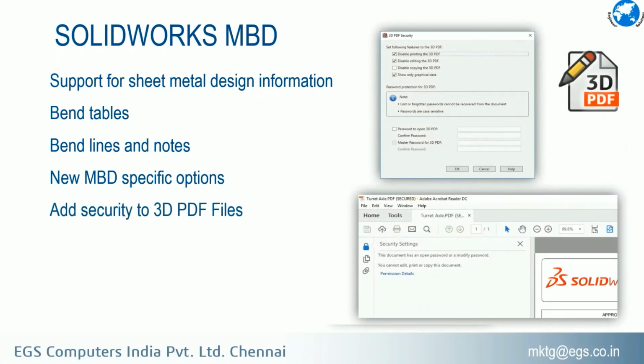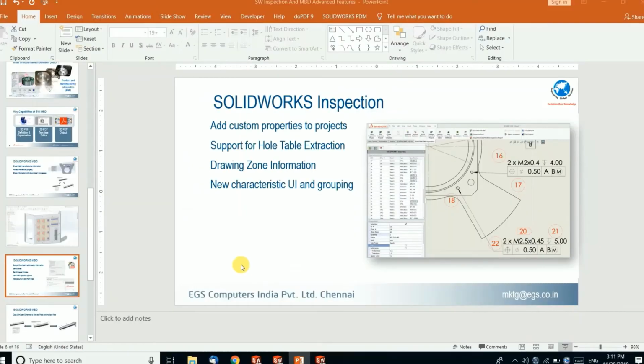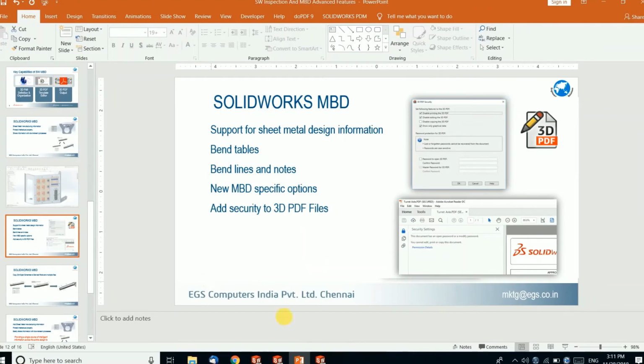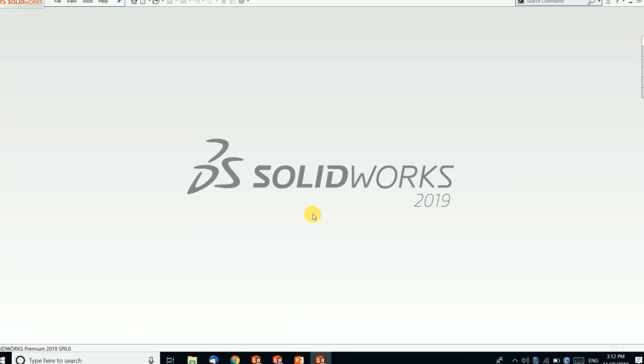Right? Along with that, you can also provide some security options to these 3D PDFs. You can provide password protection, and also specify some permissions in that 3D PDF by disabling or enabling the printing options, and they can be allowed to see only the graphical data or something else. So these all give some additional security to your collaborative document, making it even more productive, right?